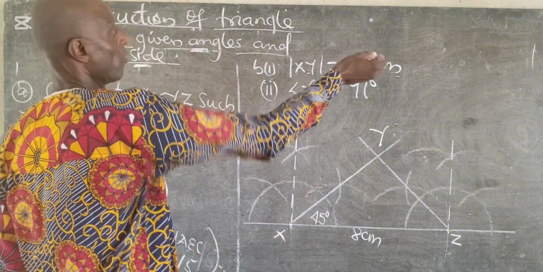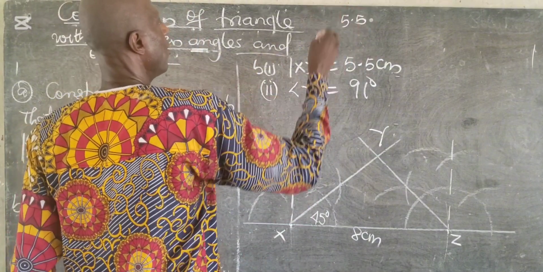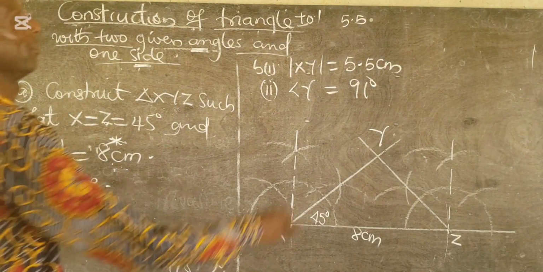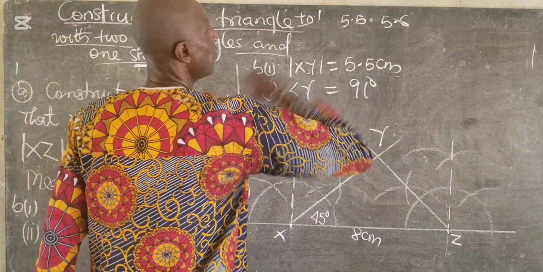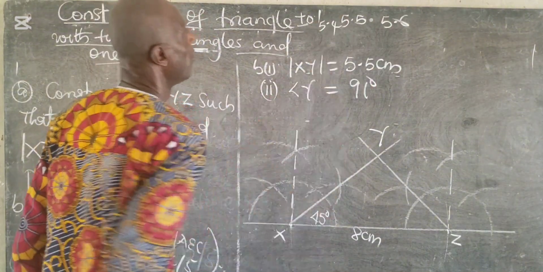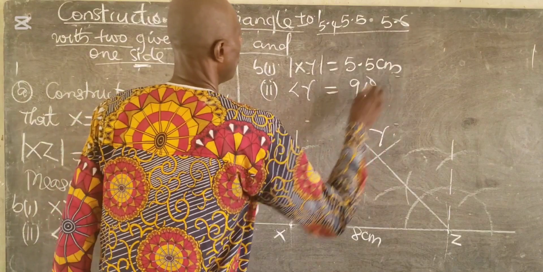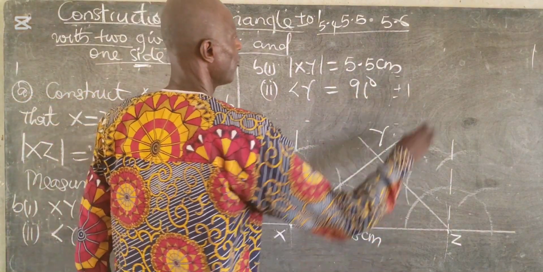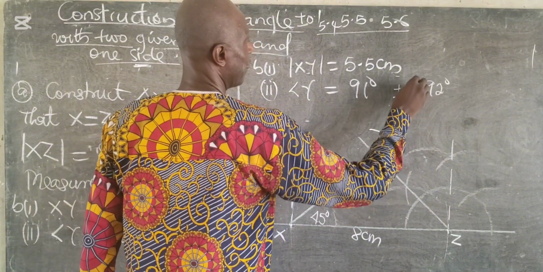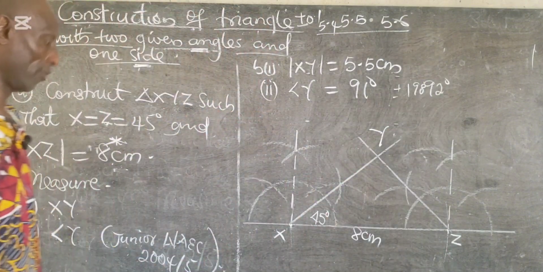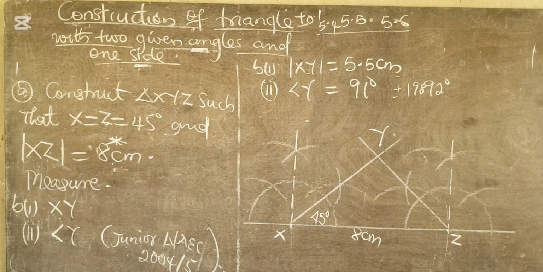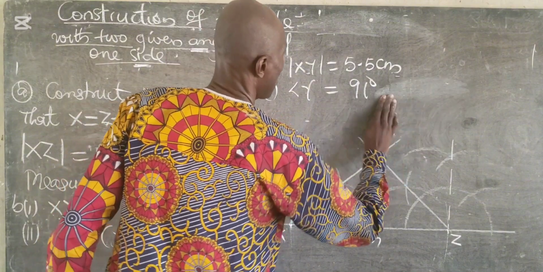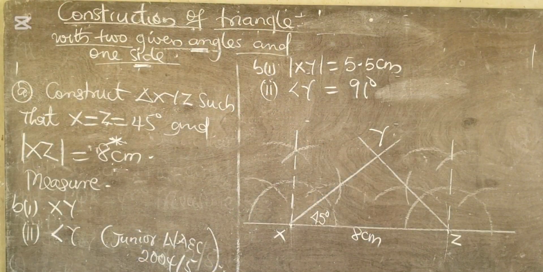So here on Y, XY is 5.5. We mark plus or minus 0.1. So if you have 5.6, you are correct. If you have 5.4, you are correct. So within this range of values is what you will have in any exam. Here it can be plus or minus 1. So if you have 92, you are correct. If you have 90, you are correct. So plus or minus 2. But the final answer is 5.5 centimeters and 91 degrees.